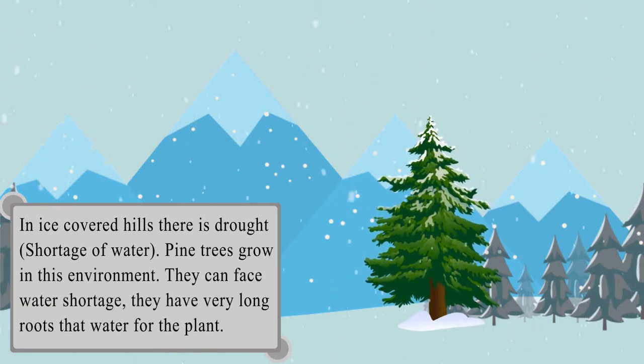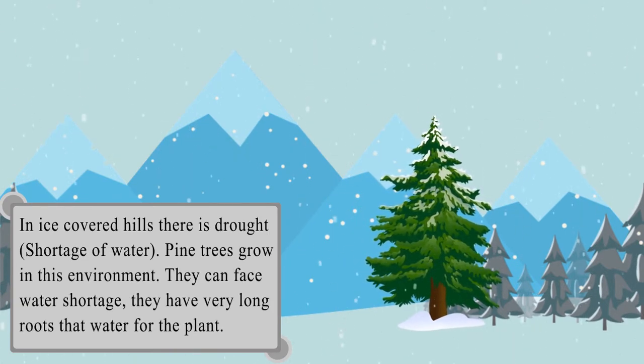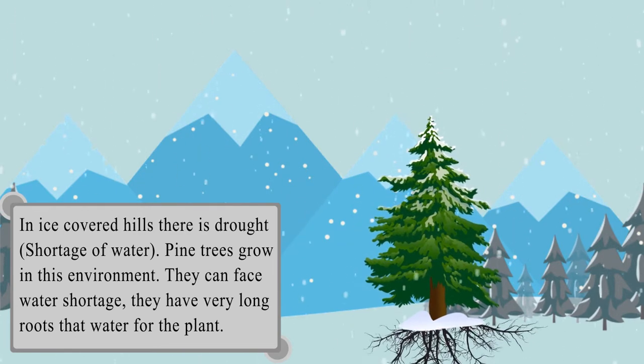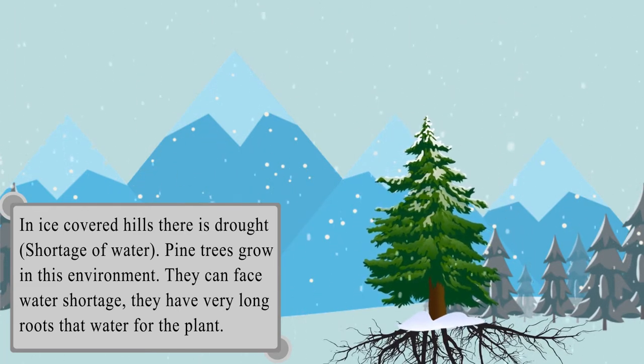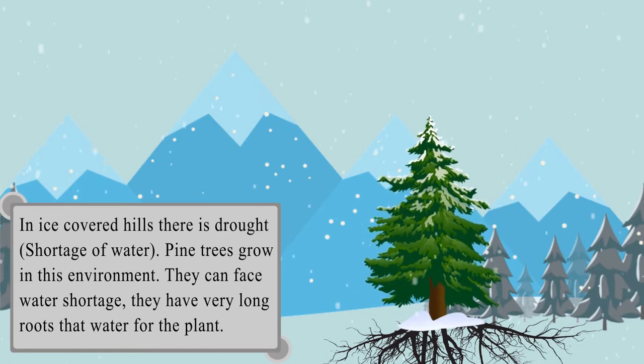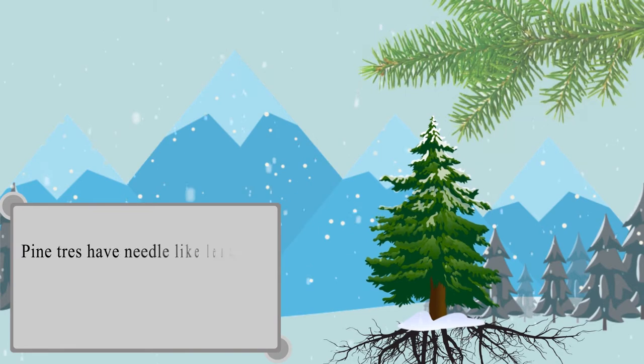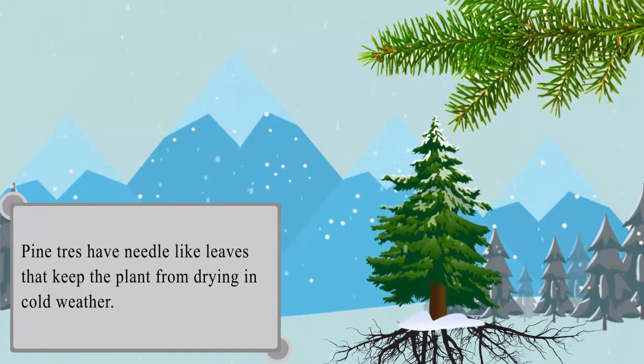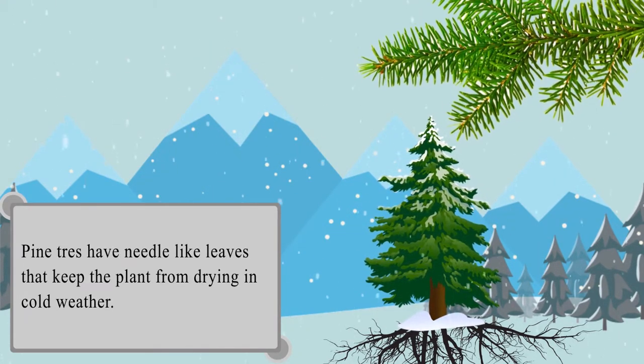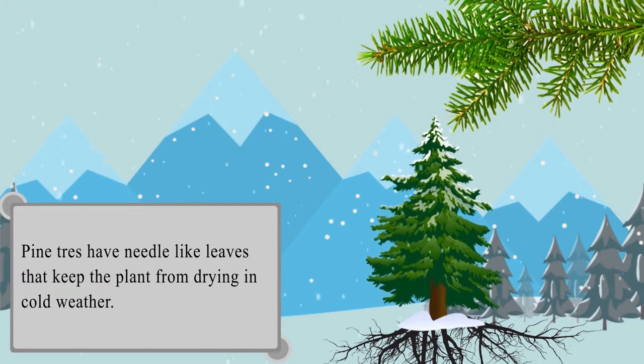In ice-covered hills there is drought, shortage of water. Pine trees grow in the environment. They can face water shortage. They have very long roots that absorb water for the plant. Pine trees have needle-like leaves that keep the plant from drying in cold weather.